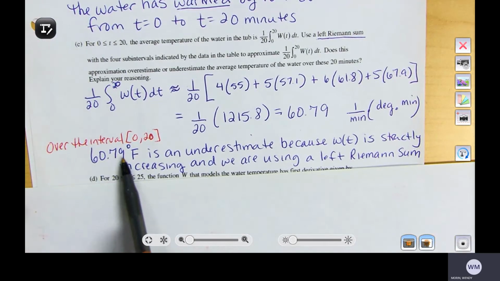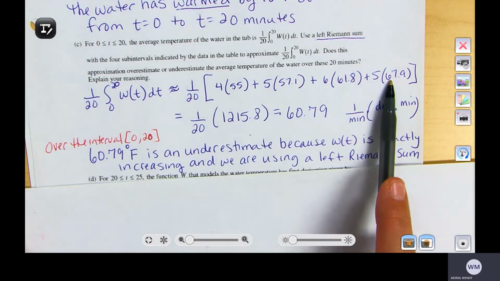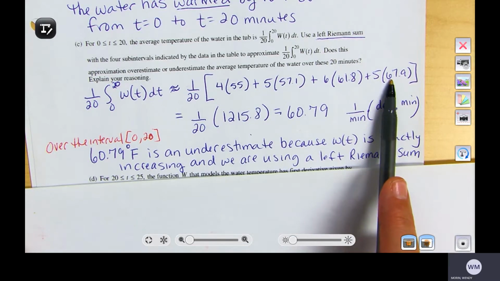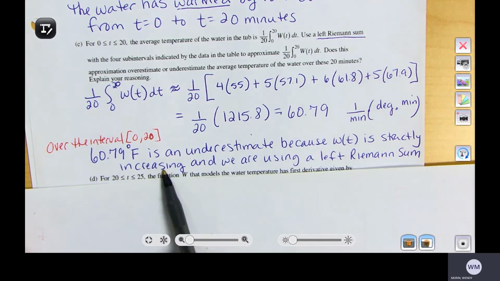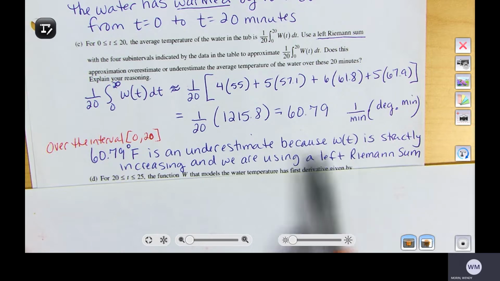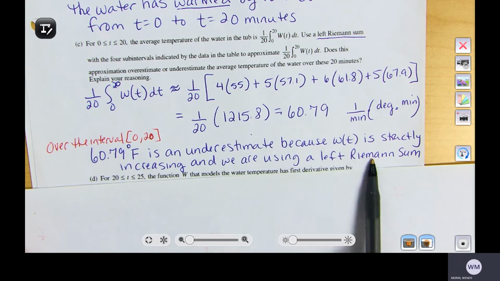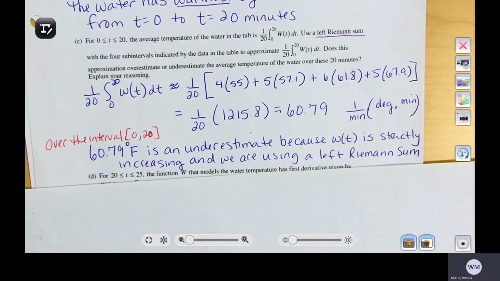So 60.79 degrees Fahrenheit, because we're using a left Riemann sum, and if you look at the table, the values are increasing. So we have an increasing function. Okay, strictly increasing means it's increasing from beginning to end. And we're using a left Riemann sum. So you need to know that when the function is increasing and you're using a left Riemann sum, you have an underestimate. That was one of the first things we learned in the unit. So make sure that you know that.